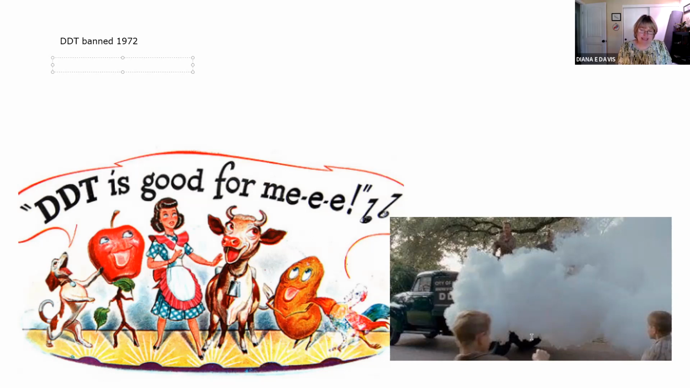So this is basically an unplanned, uncontrolled experiment on the long-term effects of DDT in humans. We know that DDT disrupts hormones. And we know that women exposed to DDT have a high risk of breast cancer.